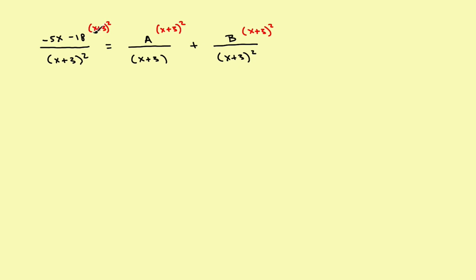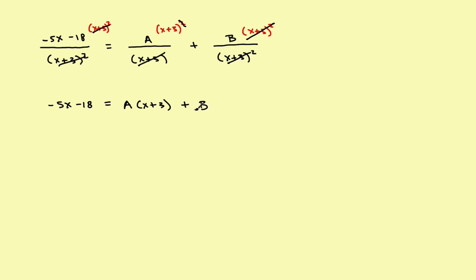So the x plus 3 squared here cancels out the x plus 3 squared here, and leaves you with minus 5x minus 18. And that's equal to, now here, this x plus 3 will cancel out one of these x plus 3's, but not both of them. So this one will cancel out this, and it'll leave you with A times an x plus 3. And then finally, on this one, x plus 3 squared, these will cancel out completely and just leave you with B.